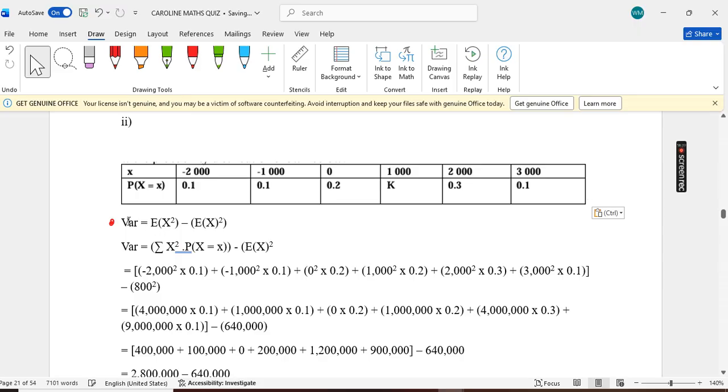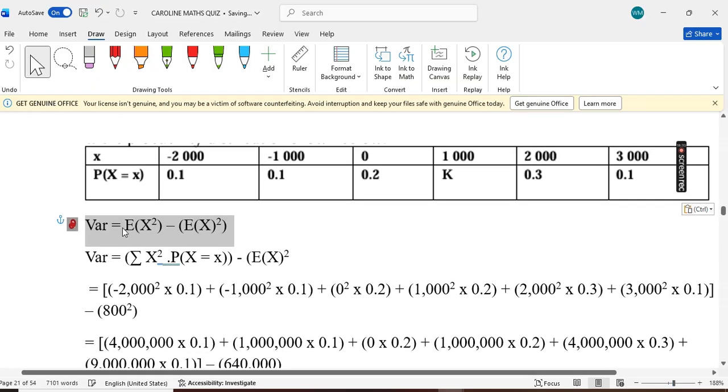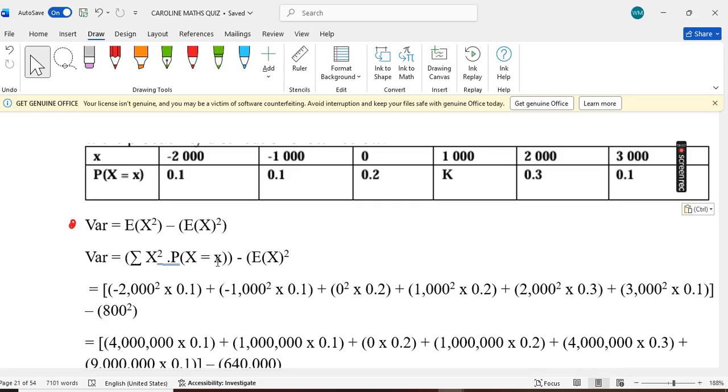Okay, so in the list of formulae that you'll be given in the exam, you'll just be given this formula: E(X²) minus [E(X)]². The formula will just be presented to you like this. What this means when we simplify it is: you're going to square each profit and multiply it by its probability, and then you're going to add them up.